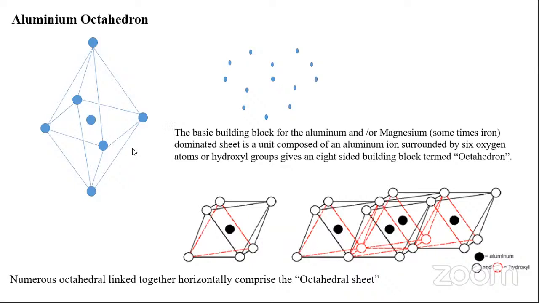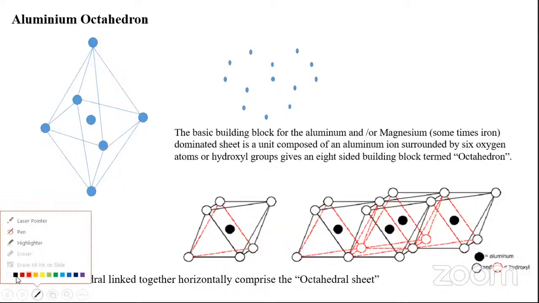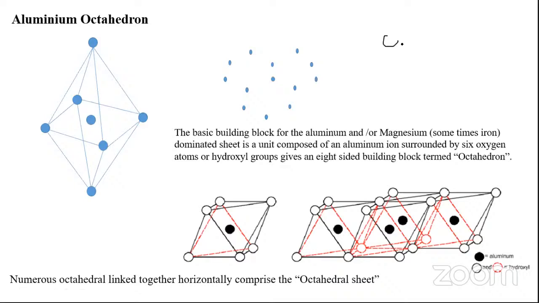Anyhow, coming to our class, here is another basic building block, students. That is the aluminum octahedra. This aluminum octahedra also will share its OH minus ions. Generally, students, how much charge does oxygen have? Oxygen will have minus 2.